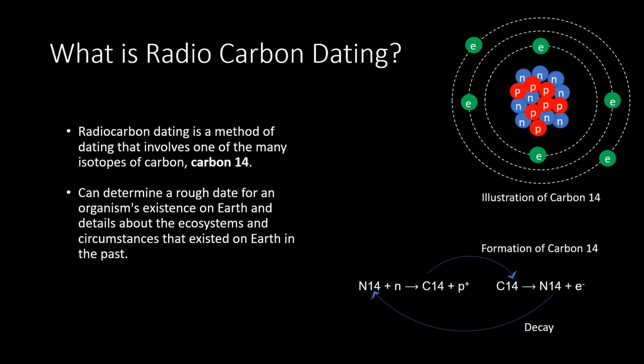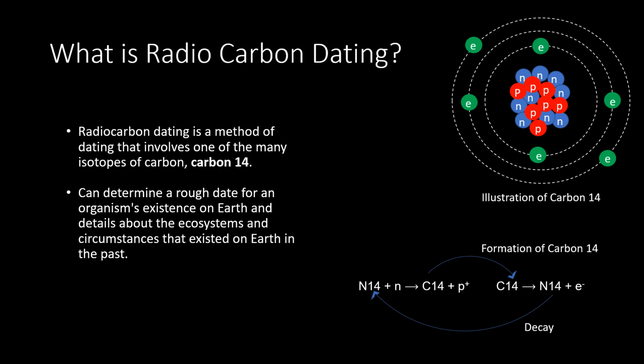And so, you can determine a rough date for the organism's existence on Earth, and details about the ecosystem and circumstances that existed on Earth in the past. For radiocarbon dating, we can estimate the age of samples that are as long as 58,000 to 62,000 years old.